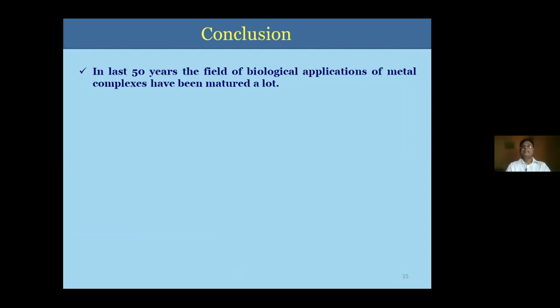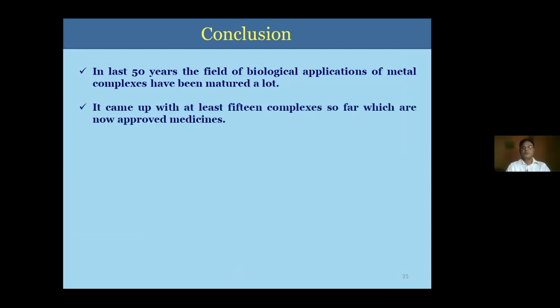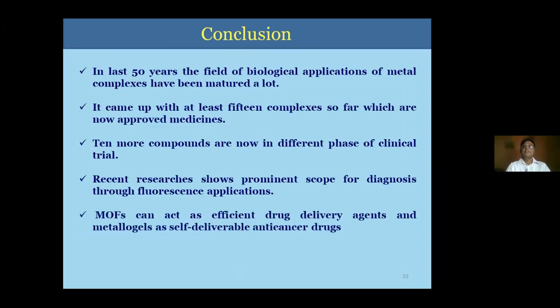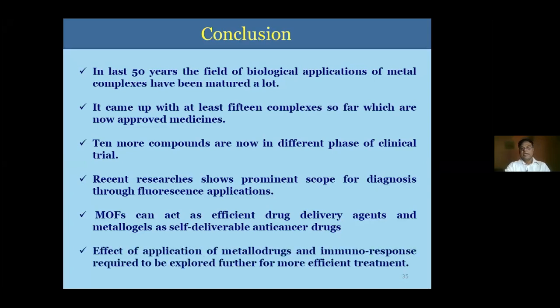So to conclude, in the last 50 years, the field of biological application of metal complexes has matured. A lot of information has come through and a lot of things are now getting applied or commercialized. It came up with at least 15 complexes so far, which are now approved as medicines, and 10 more metal compounds are in different phases of clinical trial. Recent research shows prominent scope for diagnosis through fluorescence application of metal complexes. MOFs can act as efficient drug delivery agents, and metallogels can act as self-deliverable anti-cancer drugs. And lastly, the application of metallodrugs and the immune response need to be explored further for more efficient treatment.